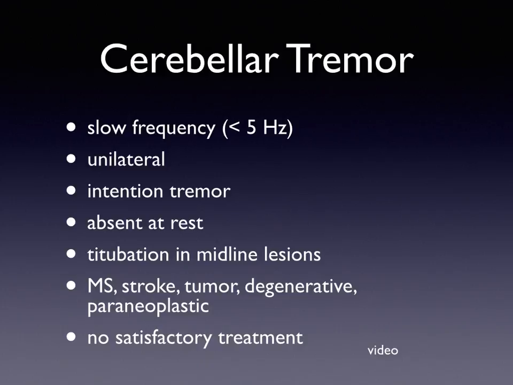Cerebellar tremors tend to be another name for this, usually is an intention tremor. They tend to be very proximal, very slow, usually not seen quite as much at rest, but more often with movement, often associated with multiple sclerosis, actually. You may see this with other cerebellar diseases such as tumors, etc. But most often we see this with multiple sclerosis.